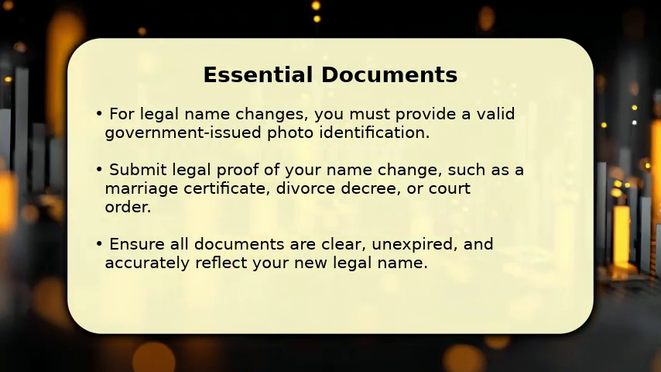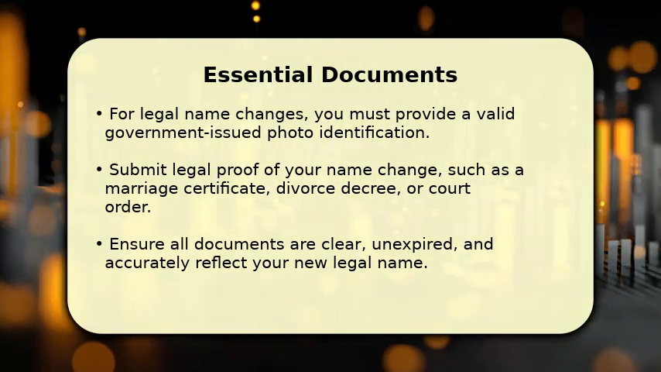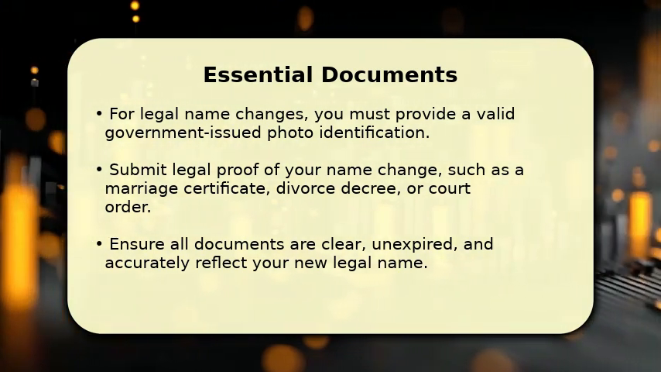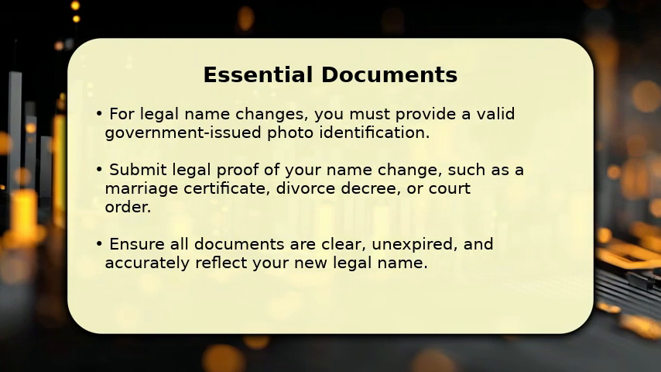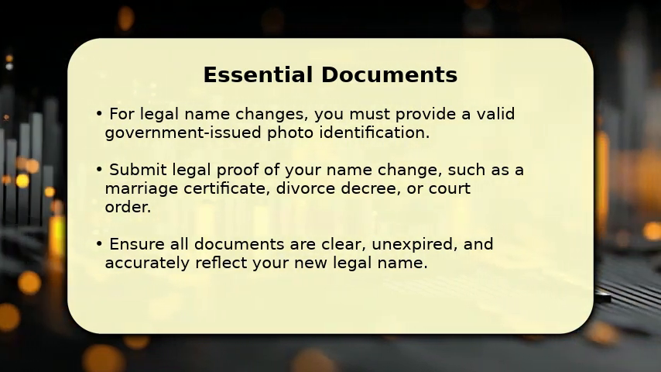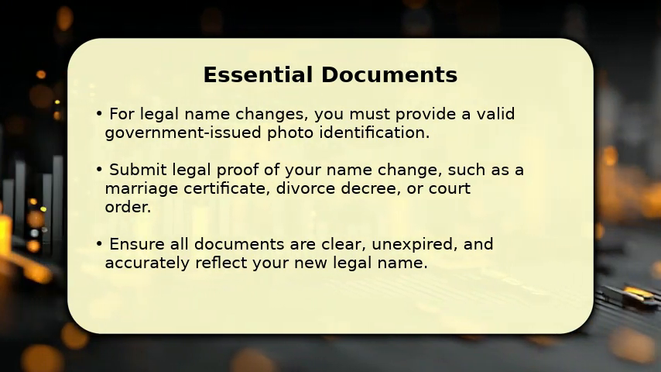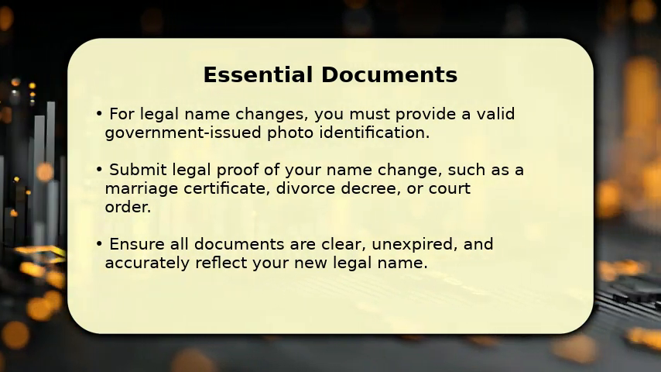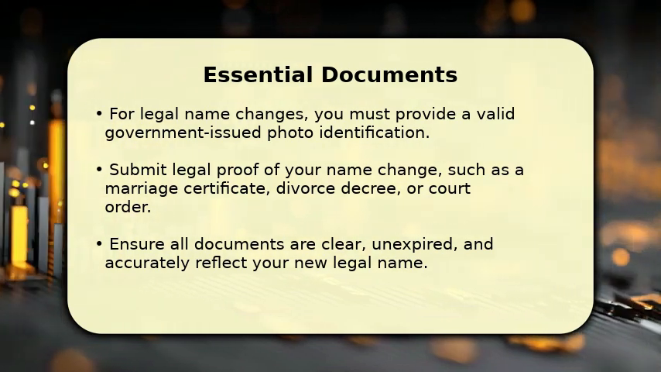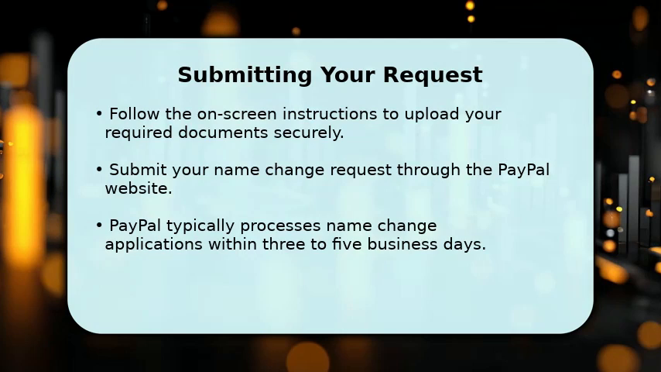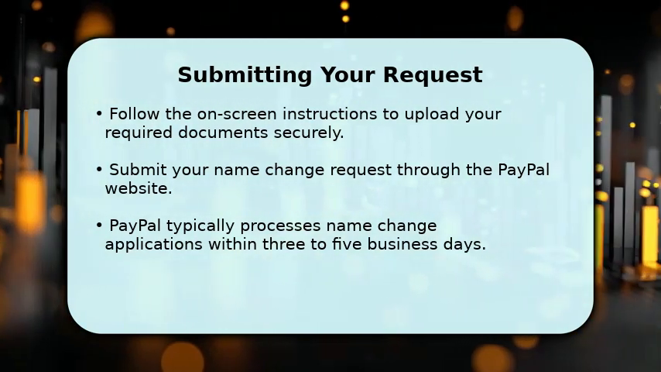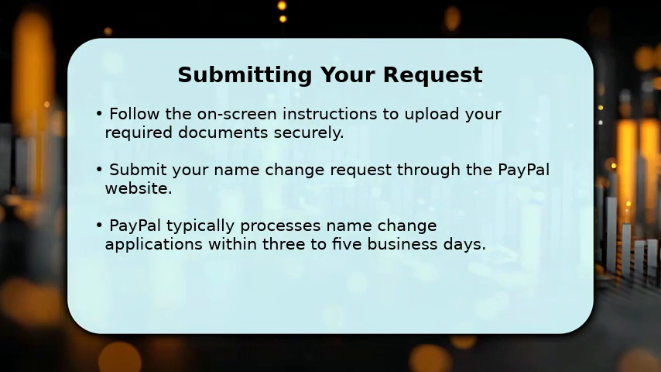When making a legal name change, gathering the correct documents is crucial. You'll need to upload a clear, valid government-issued photo ID, like a driver's license or passport. Additionally, provide legal proof of your name change, such as a marriage certificate, a divorce decree, or a court order. It's vital that these documents are legible and match your new name exactly. Remember to upload them in a common format like PDF, JPG, or PNG. After selecting your type of name change and preparing your documents, follow the on-screen prompts to securely upload them.